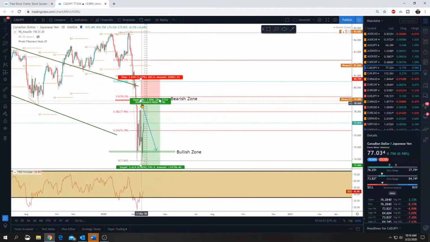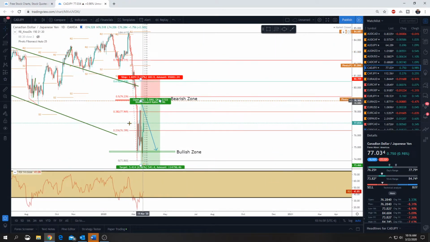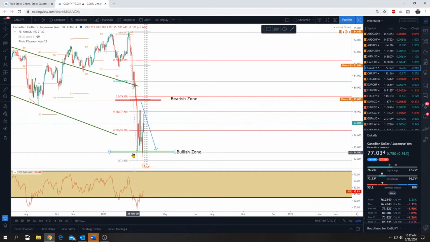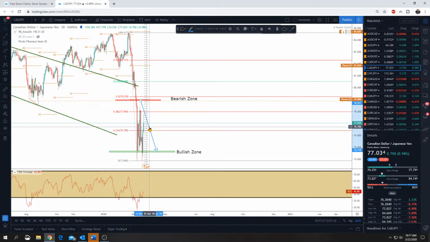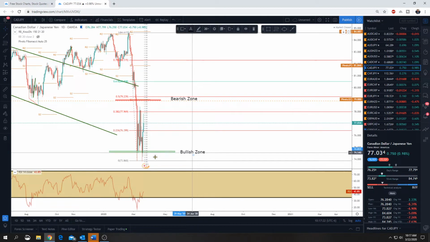All right, Canadian dollar, JPY. So we were looking for a pull all the way up here, take a sell trade, and it never happened. See how it's just going in this range? So let's get rid of that trade. But I like where we have our bearish bullish zones still. So if we get a pull all the way up here, we're going to take that sell trade. Or if we get a push all the way down here, we'll take a buy. Make this orange.